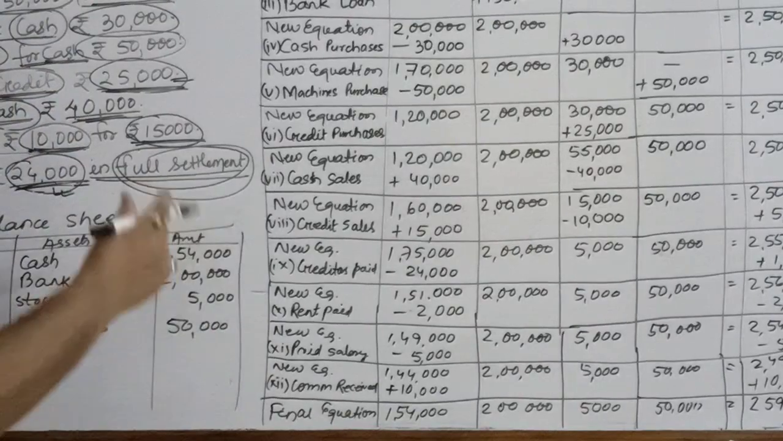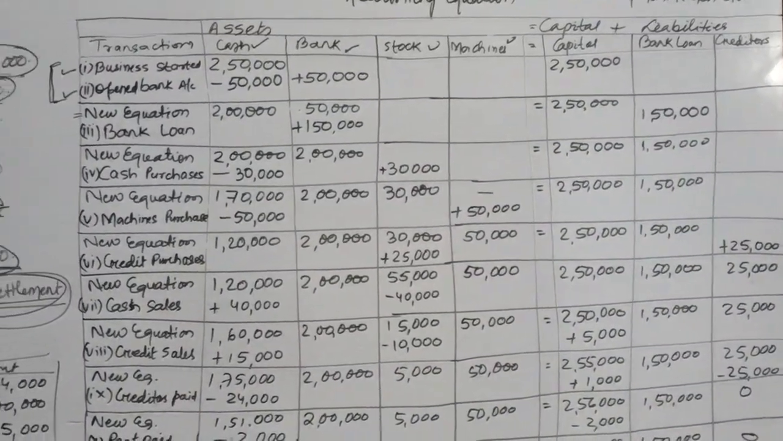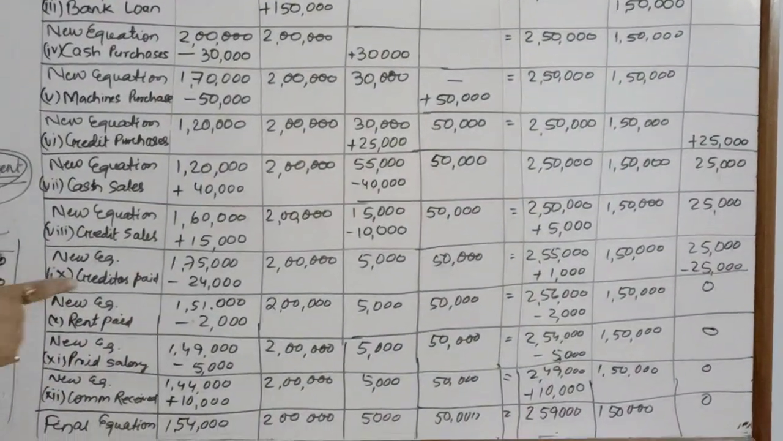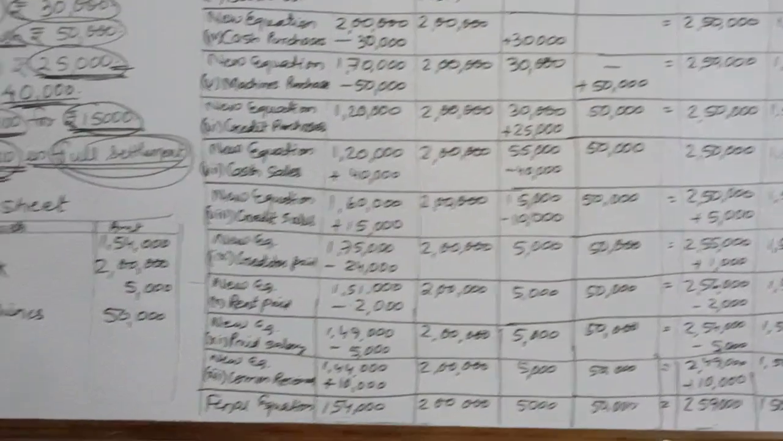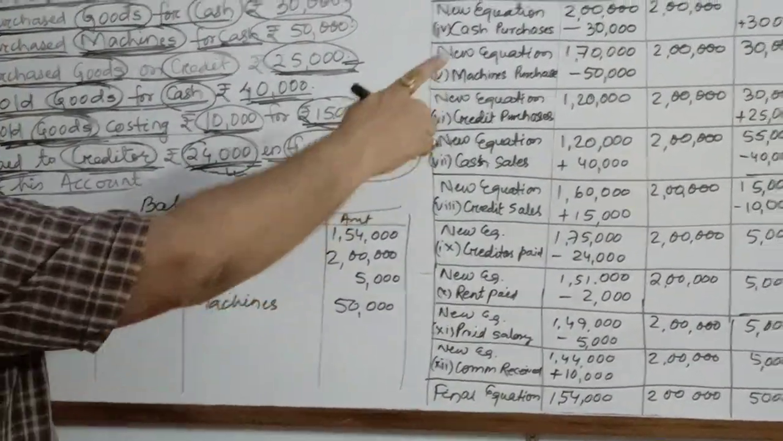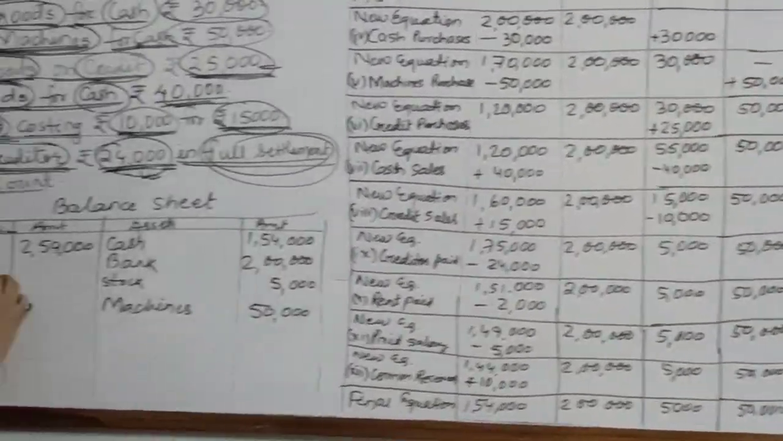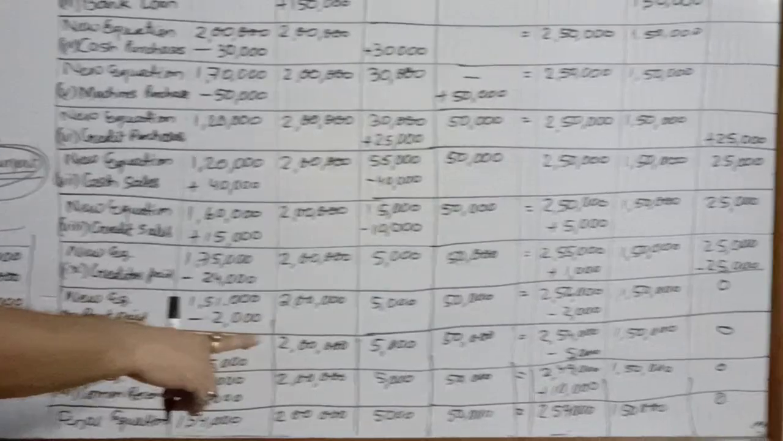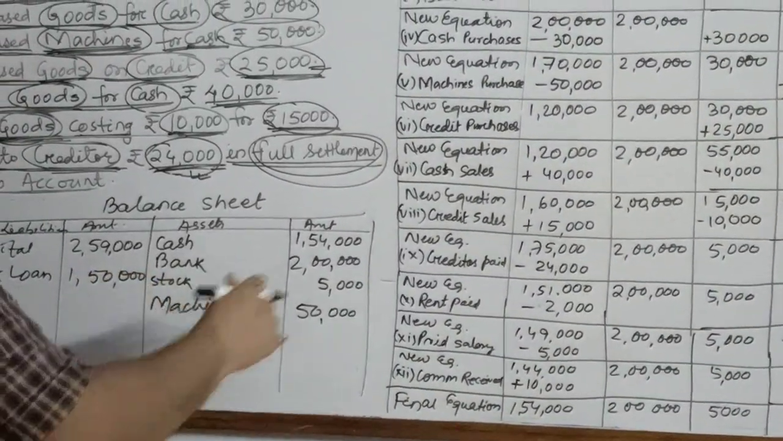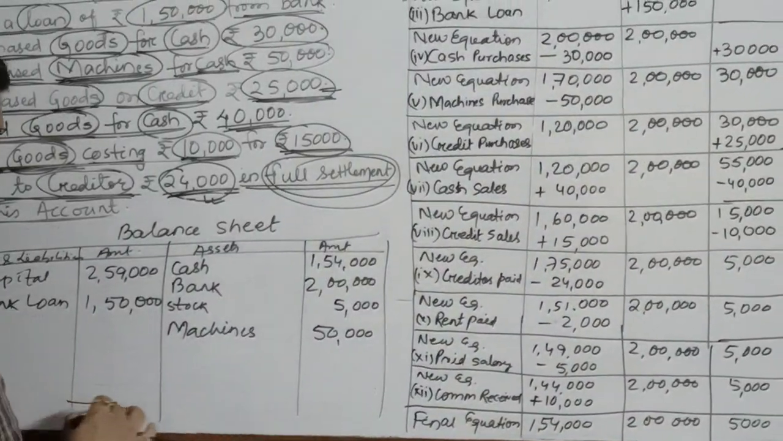Now go on the liability side. What is your first item? Capital. You will write over here, and we will write the final equation. What is the final equation over there? 2,59,000. So we will write 2,59,000. And next one is bank loan. So we'll write bank loan over here and we'll see the final amount. How much is the final amount? 1,50,000. And the creditor is there, but the final amount is 0. So they need not be written.